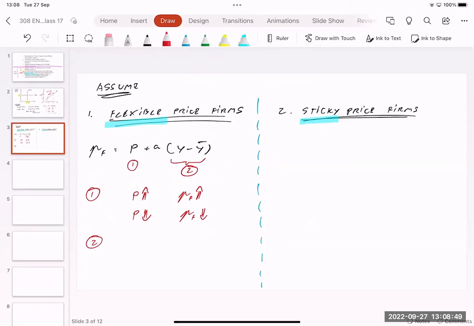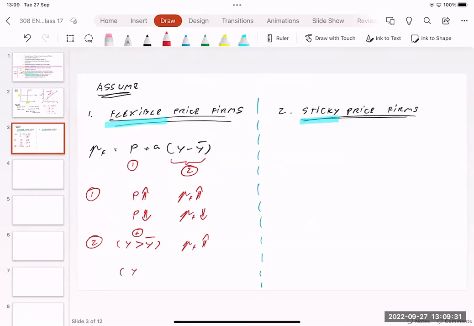The second factor is the bracket Y minus Y bar. If Y is greater than Y bar, it means the GDP is really high, even higher than the full employment level. This means the economy is very good, and the bracket is positive. If this bracket becomes positive, the right side of the equation increases, so the left side, PF, increases too. When the economy is very good, firms normally increase the price and the product becomes more expensive.